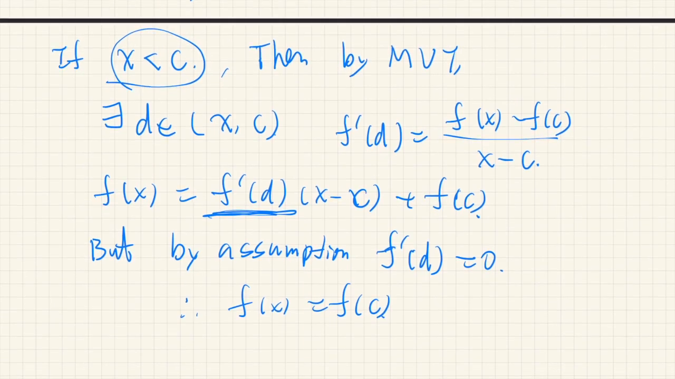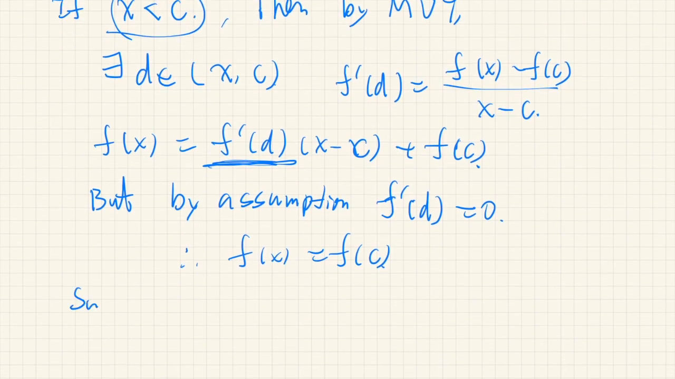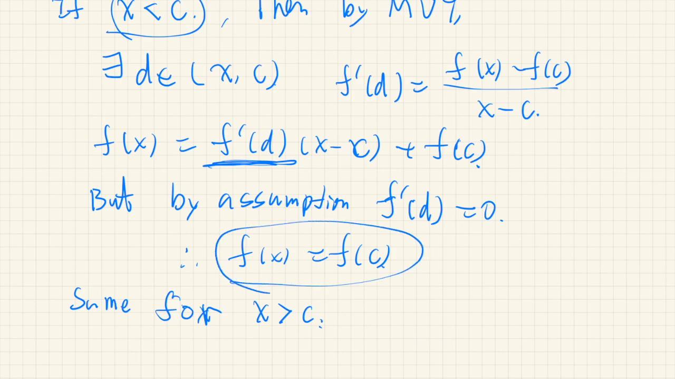And the same way, we can show similarly for the case where x is greater than c. So in any case, we can show that f of x is equal to f of c, which is equal to a constant C. So f of x is a constant everywhere in the interval.